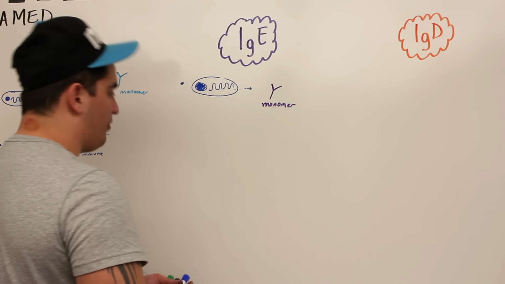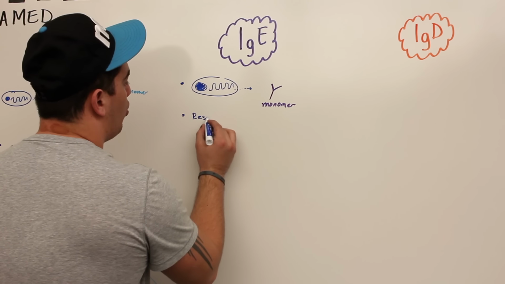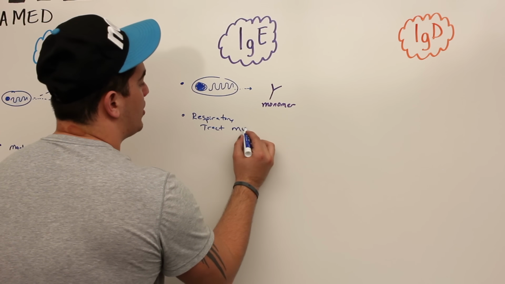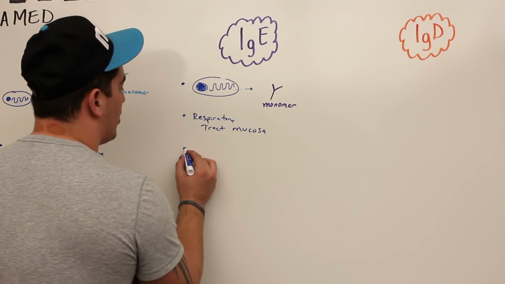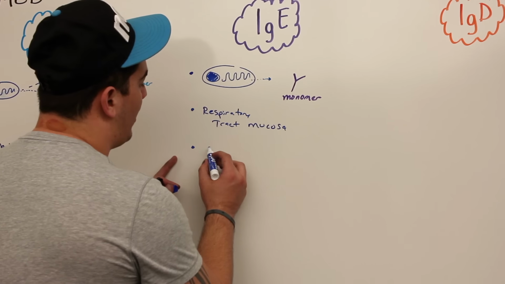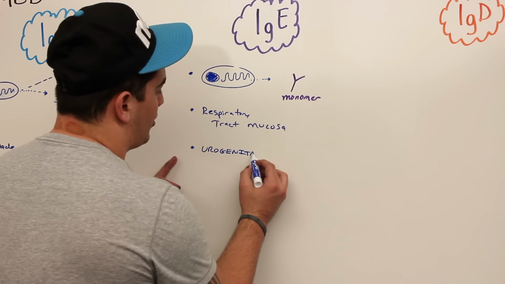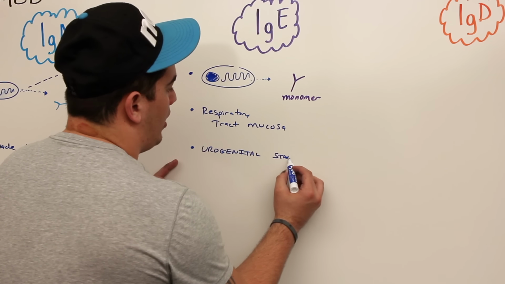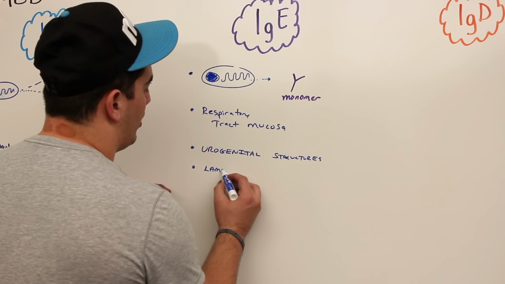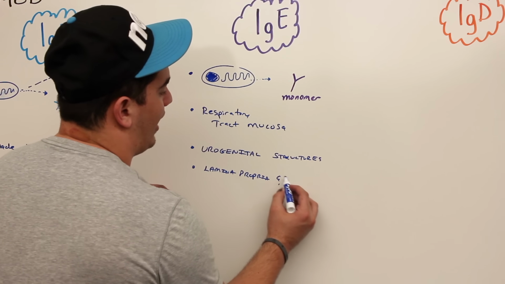And where would you actually find this guy? Well, you can find it within the respiratory tract mucosa. You can also find it within some of the urogenital structures too, right? And we're going to discuss another thing: you can also find it within the lamina propria or certain types of lymphatic tissue. So we'll put lamina propria and lymphatic tissues.